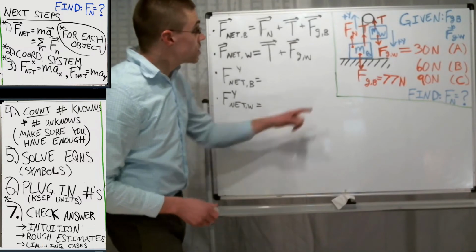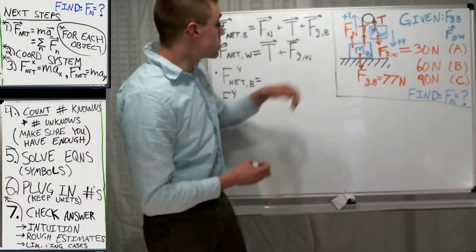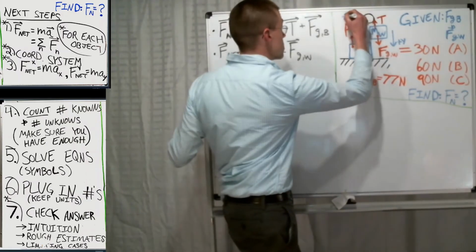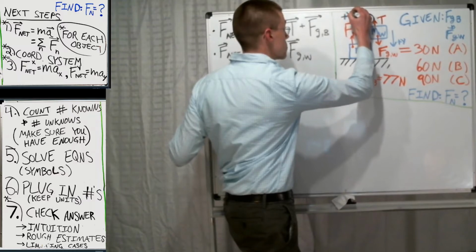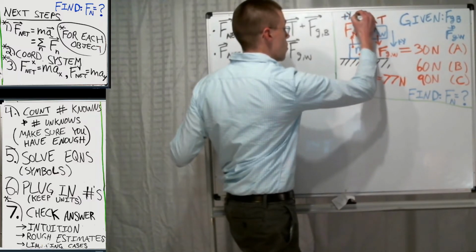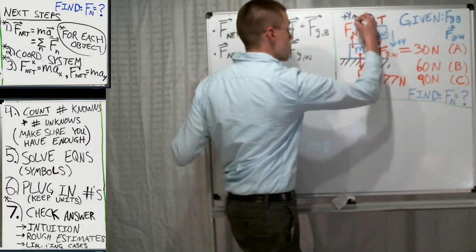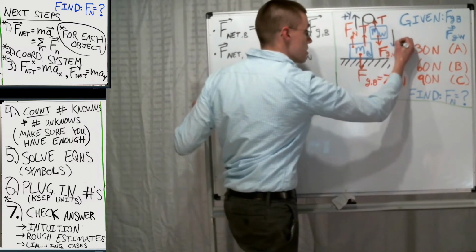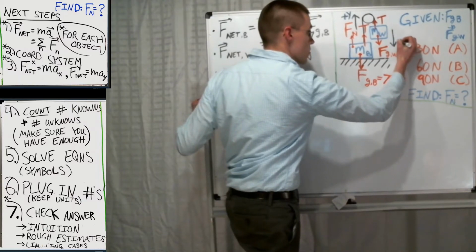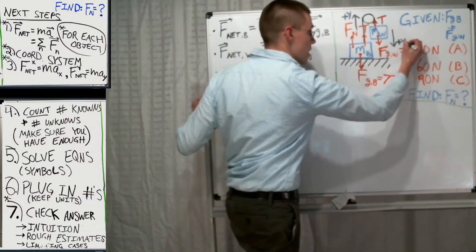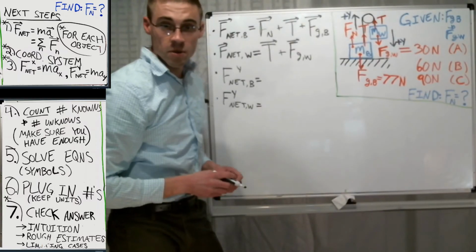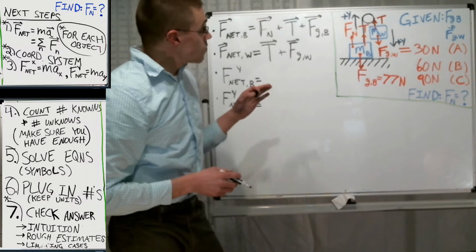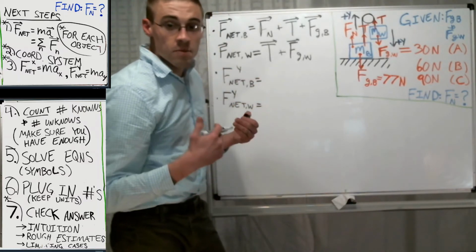So, if you look over here, you'll note that I have chosen for object B a coordinate system where plus y is pointing up. Okay, y is up for mass B. For mass W, plus y is pointing down. Now, why did I choose them to be pointing in different directions? The reason is because I'm setting things up based on my intuition.